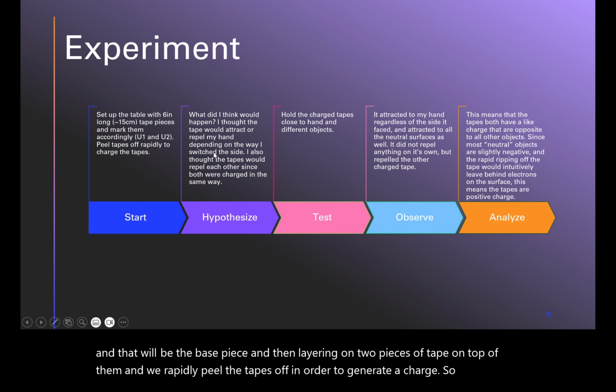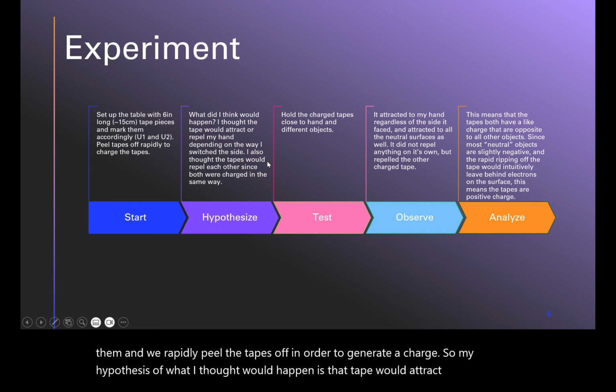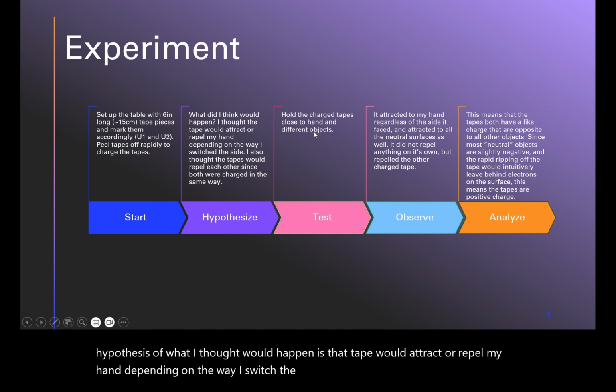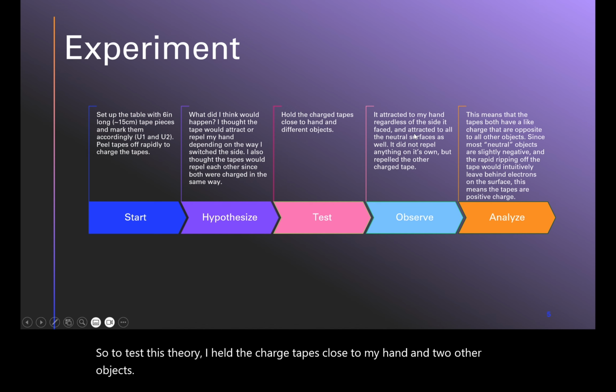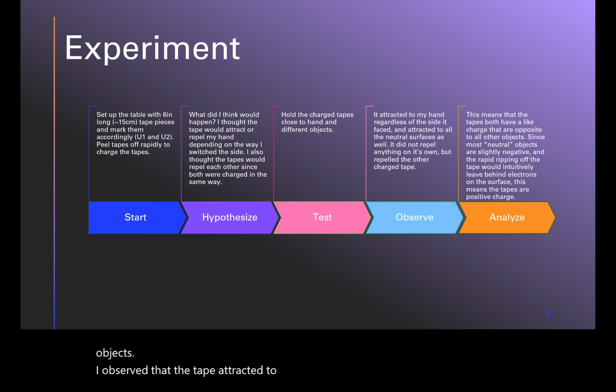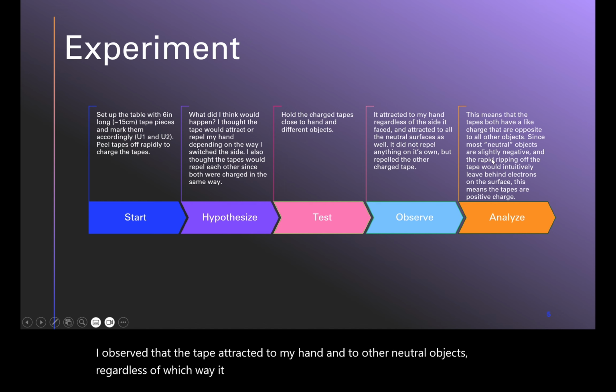So my hypothesis of what I thought would happen is that the tape would attract or repel my hand depending on the way I switch the side. So to test this theory, I held the charged tapes close to my hand and to other objects. I observed that the tape attracted to my hand and to other neutral objects regardless of which way it faced, but it repelled from itself.